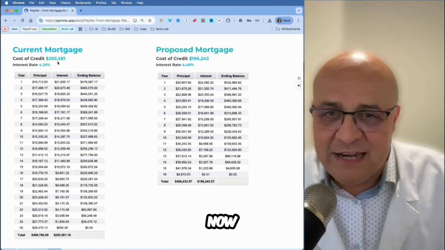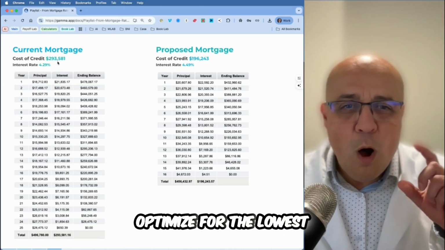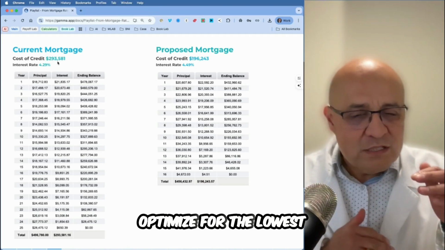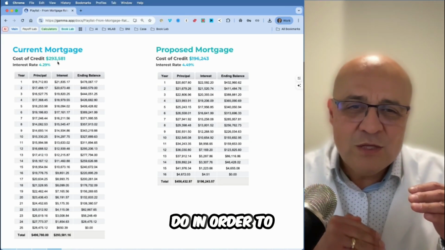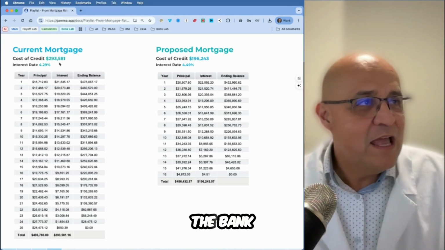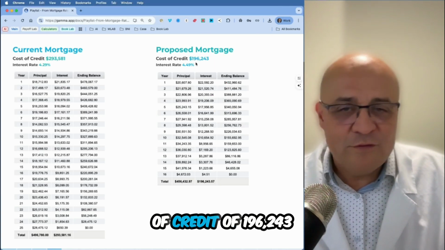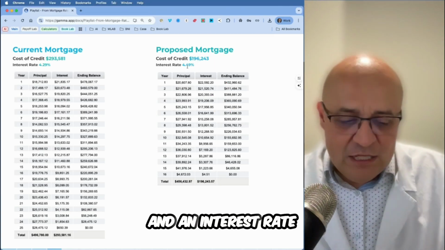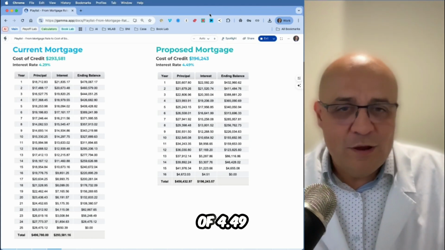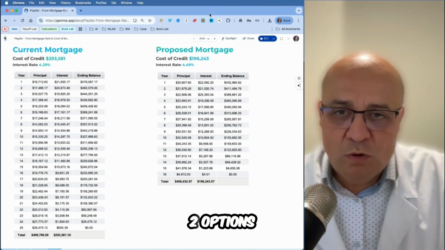it gives us $293,581. Now, when we try to optimize for the lowest cost of credit, so how do we do in order to pay less money to the bank? We secure a cost of credit of $196,243 and an interest rate of 4.49. Big difference between the two options.